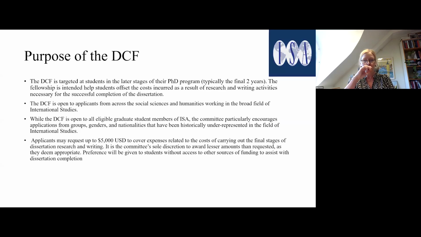All right, so starting with the purpose of the Dissertation Completion Fellowship, the aim of it is to help students in the later stages of the PhD program, typically in the last 2 years of the program, to offset the costs that they have as a result of research or writing activities that are necessary to complete the dissertation in a successful way. The fellowship is open to applicants from across the social sciences and humanities, but the applications need to be about a dissertation that is on international studies in some way, as broadly defined, but something that has to do with some sort of cross-national process. Right?